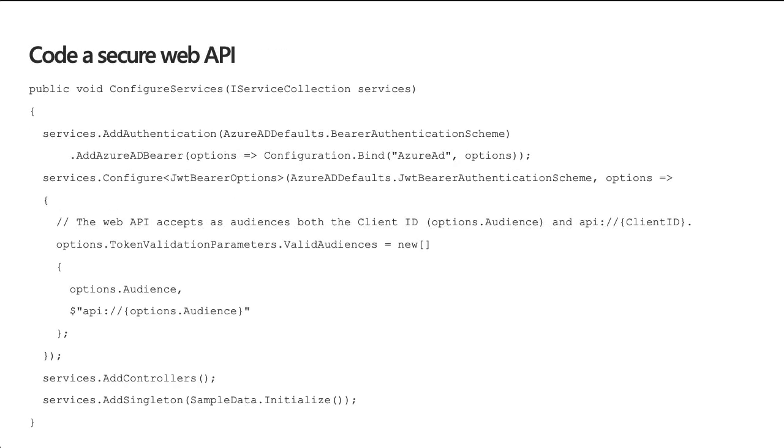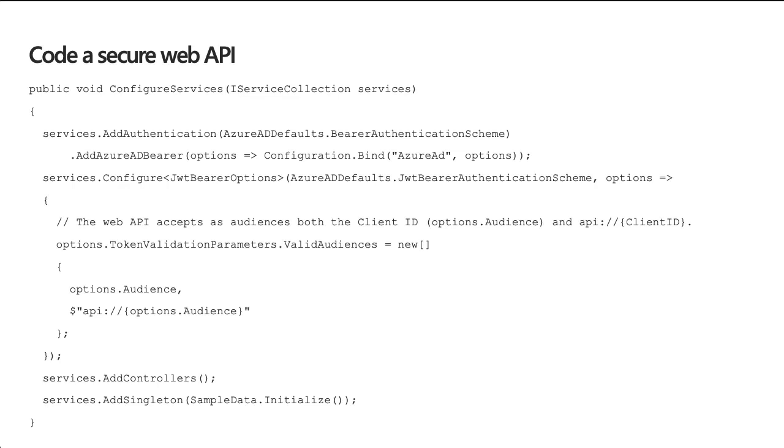What you're going to do is use the existing startup.cs file that you get in an ASP.NET Core Web API project to configure the authentication settings for the Web API. Update the ConfigureServices method in the Startup class in the root of the project to contain the code that you see here on the slide.